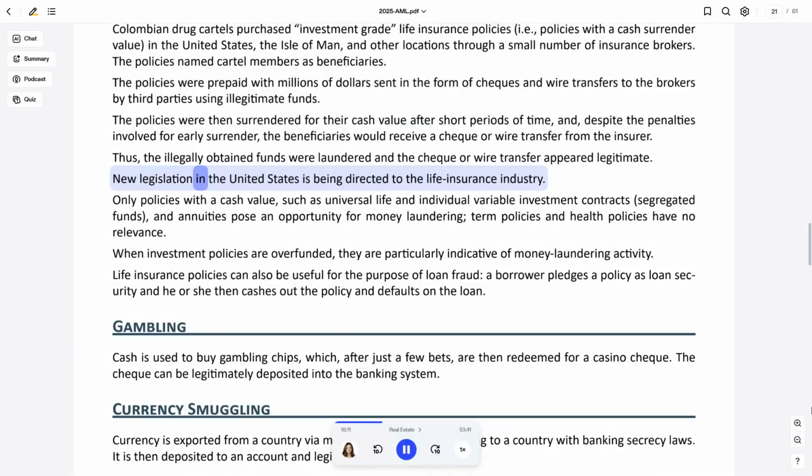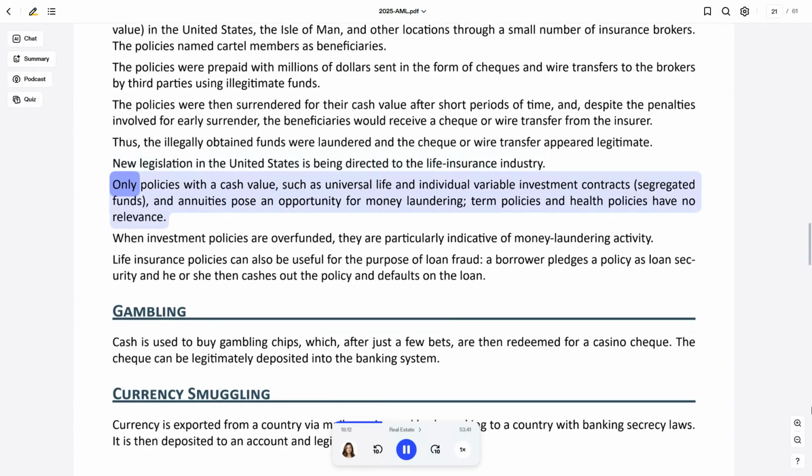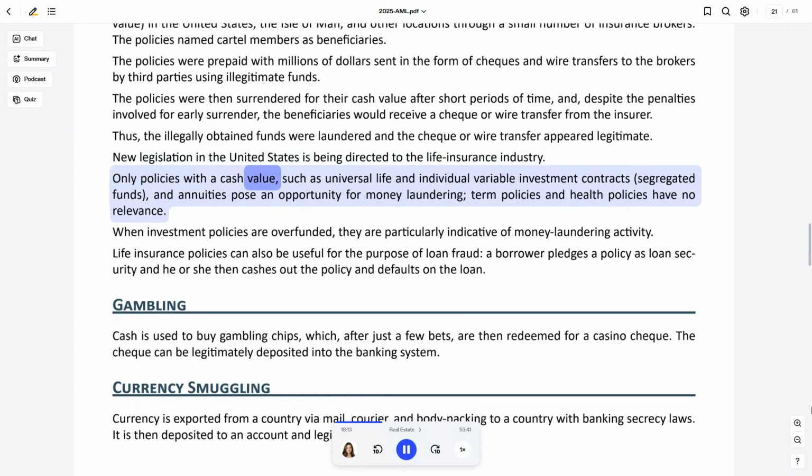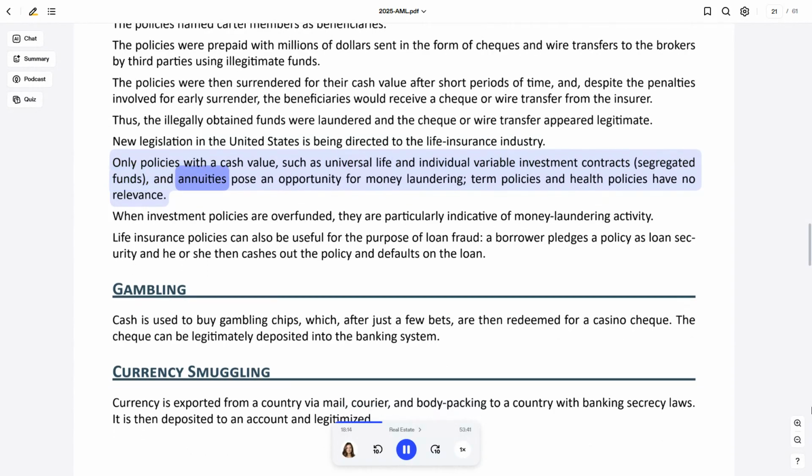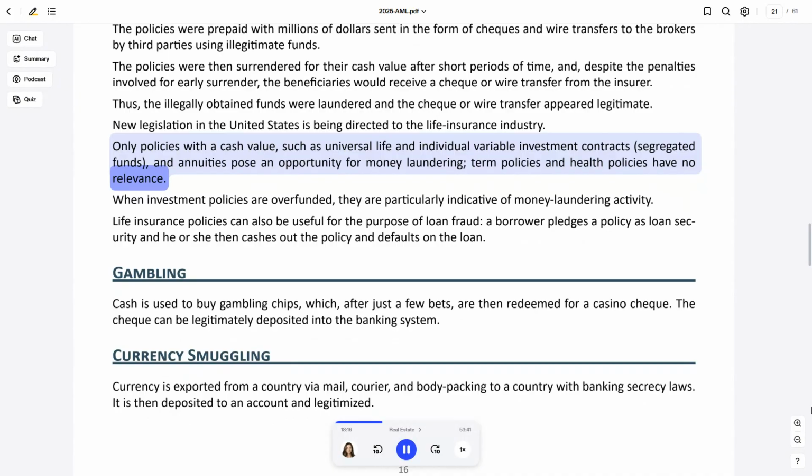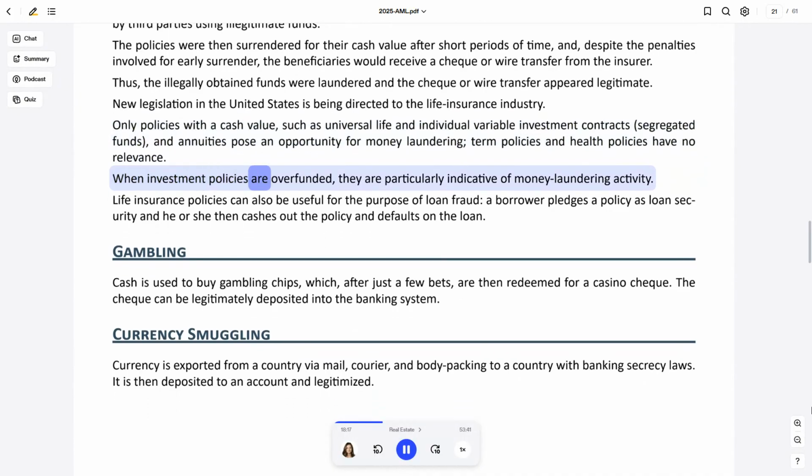New legislation in the United States is being directed to the life insurance industry. Only policies with a cash value, such as universal life and individual variable investment contracts, segregated funds, and annuities, pose an opportunity for money laundering. Term policies and health policies have no relevance. When investment policies are overfunded, they are particularly indicative of money laundering activity.